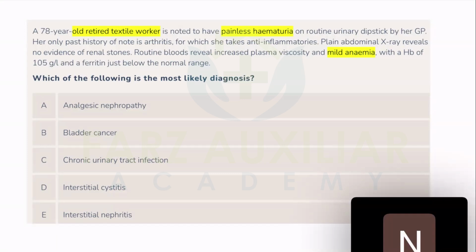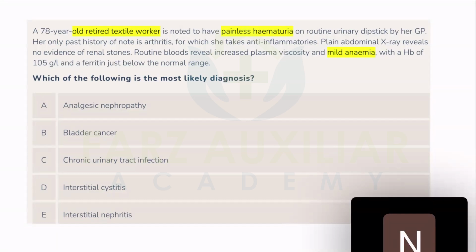Okay. So a 78-year-old, that is an elderly person, textile worker, with painless hematuria. He is taking some anti-inflammatory drugs. No evidence of renal stones. Routine blood shows mild anemia with a hemoglobin of 105, ferritin just below the normal range. So what is the cause here? Is it analgesic nephropathy? He does take some anti-inflammatories.